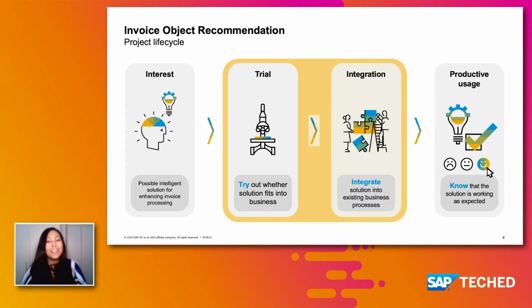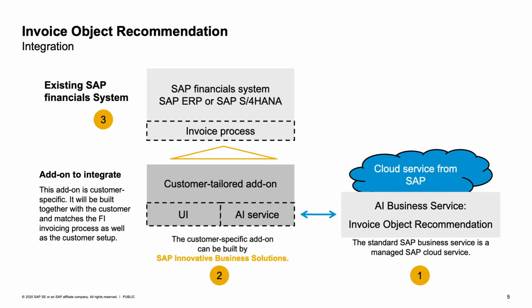Hope you're still with me, but if I lost some of you along the way, here is the key takeaway of this session, our project lifecycle. For a project to succeed, we firstly need the customer's interest at hand, for which we offer a possible intelligent solution to enhance the invoice processing. Before committing to the solution, our customers are able to ensure that it actually fits their business needs by testing the service to get positive results through our free trial. Only then will there be an interest to seek the integration of the solution. For this next part, the solution integration, I would like to hand over the stage to Thomas.